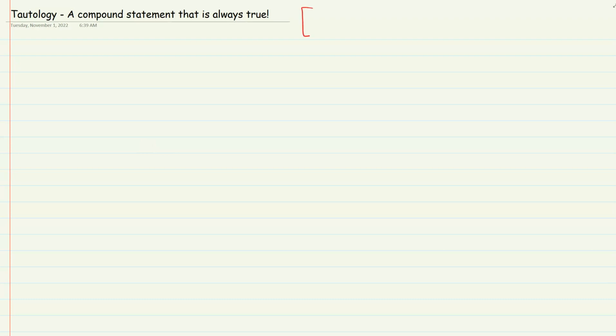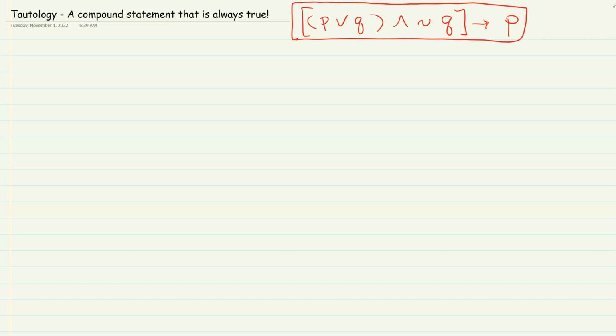And we want to determine whether P or Q and not Q implies P. Is that statement a tautology? Okay, so now what we're going to have to do is to build a truth table for that. And the question is, is it always true at the end?